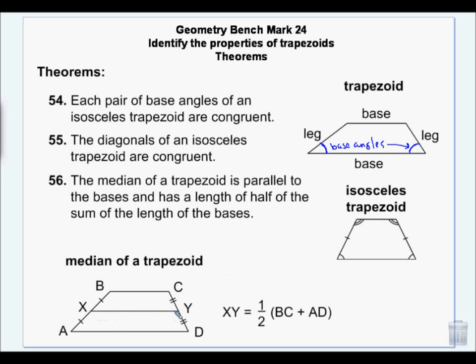It's always going to be horizontal because it's going to be between the two bases. And it's parallel to the bases, and it cuts the sides, the legs of the trapezoid, in half. Okay, so the base angles in an isosceles trapezoid are congruent, the same as an isosceles triangle. The diagonals of an isosceles trapezoid are congruent. So if you took an isosceles trapezoid here and drew diagonals, they would be congruent to each other.